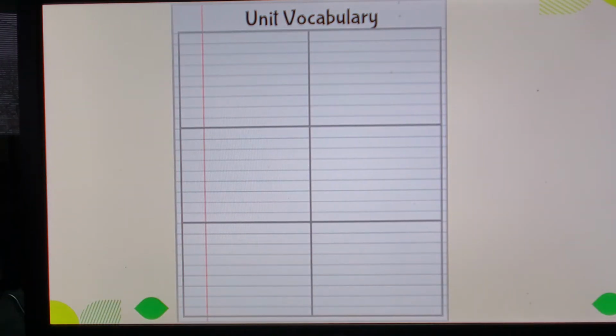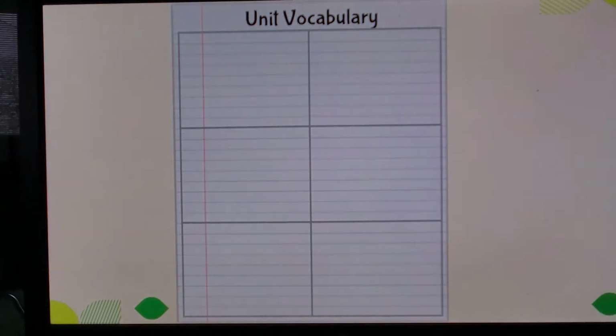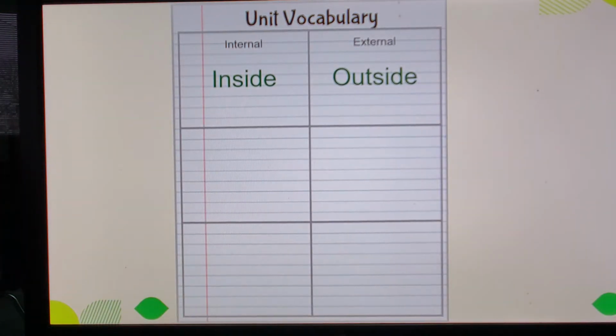The second page of your notes is going to be our unit vocabulary. So these are the two words, as simple as we can make it. The word internal means inside. It's something that is happening inside the body of the plant or animal. External means outside. Something happening on the outside of the body that is causing something to happen to the organism's body.